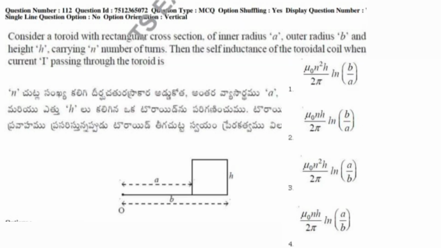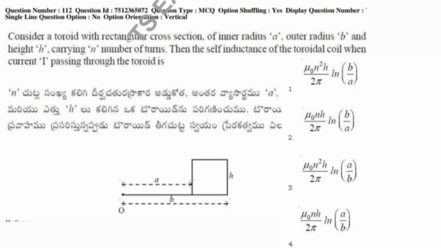So this question says that there's a toroidal coil, and the inner radius of the toroidal coil is A and the outer radius is B. Then we are asked to find the self-inductance of the coil. As I have said in my earlier videos, if you have studied the important formulas from every chapter, then I'll show you how you could solve this problem with a simple idea.